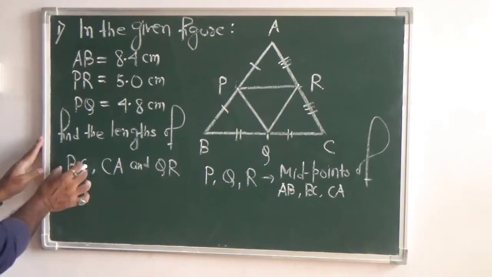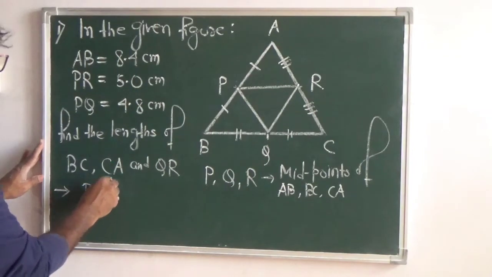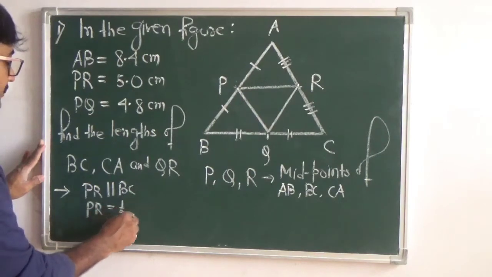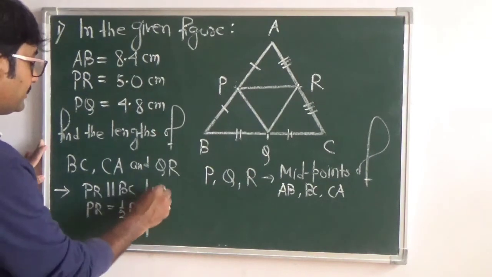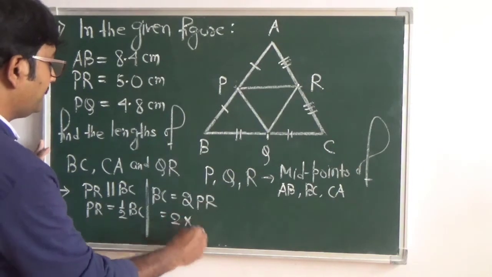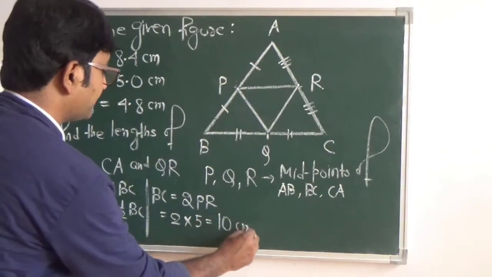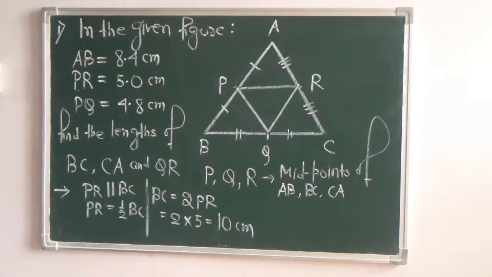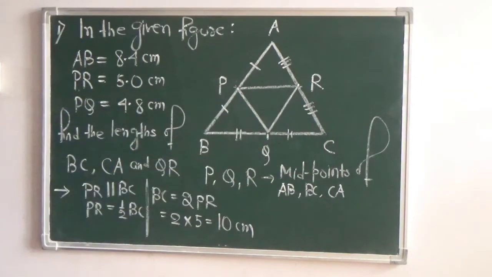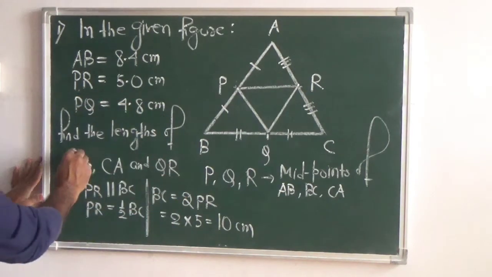First thing we need to find is BC. PR is parallel to BC and PR equals half of BC, or you can write BC is twice PR. So 2 times the value of PR, which is 5, is 10 centimeters. Very simple. So BC we have found.